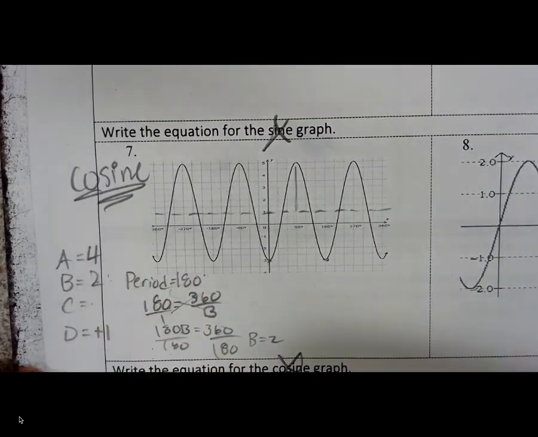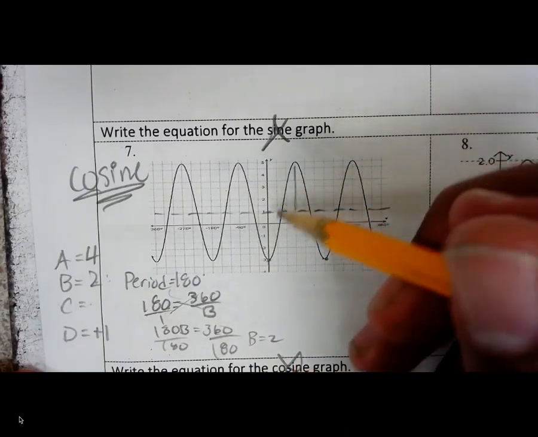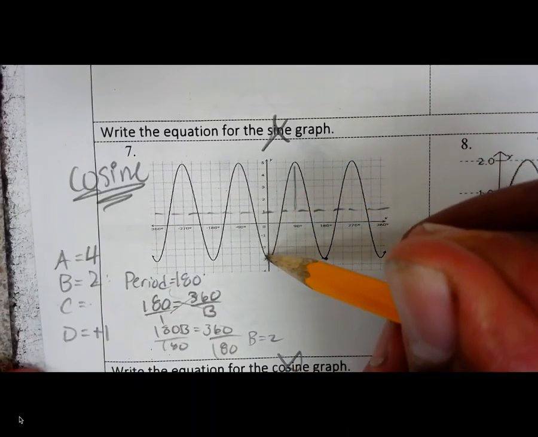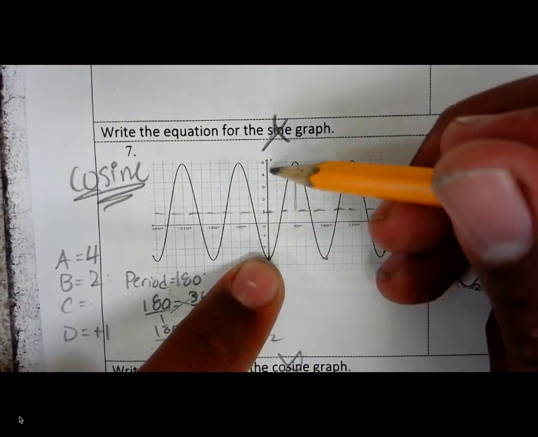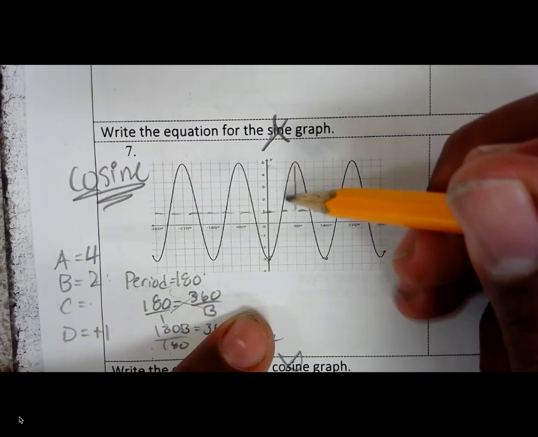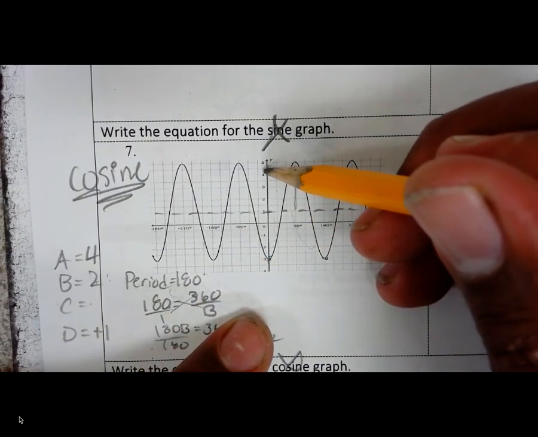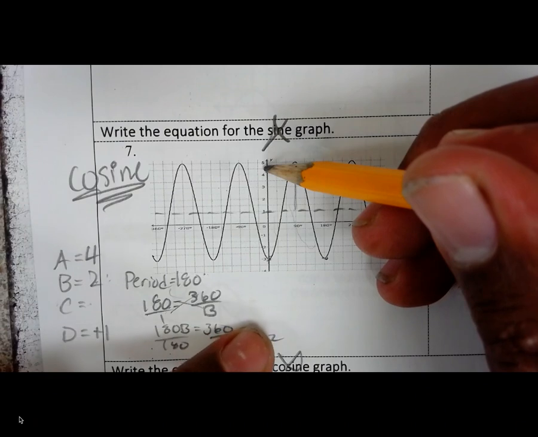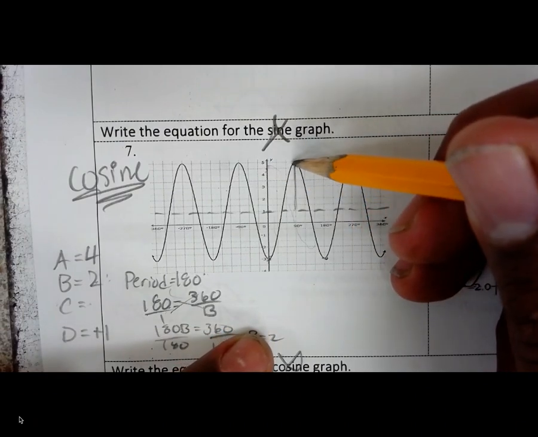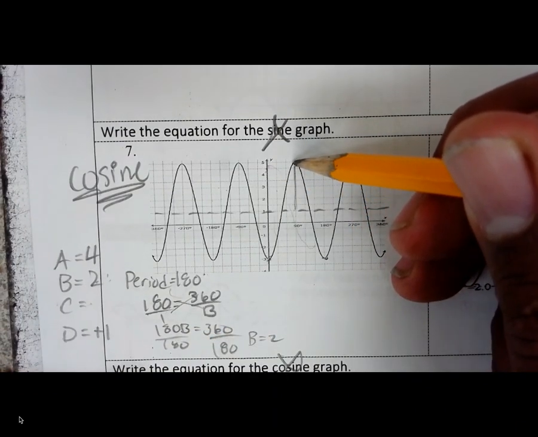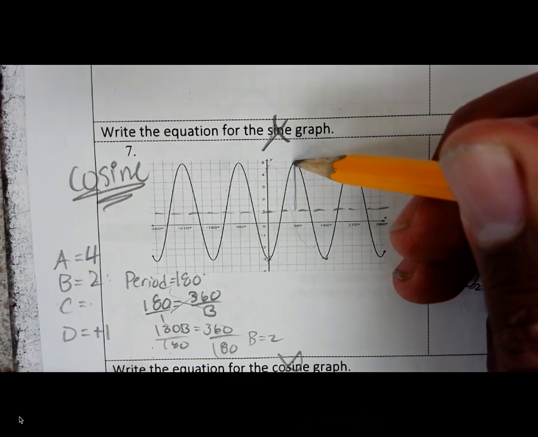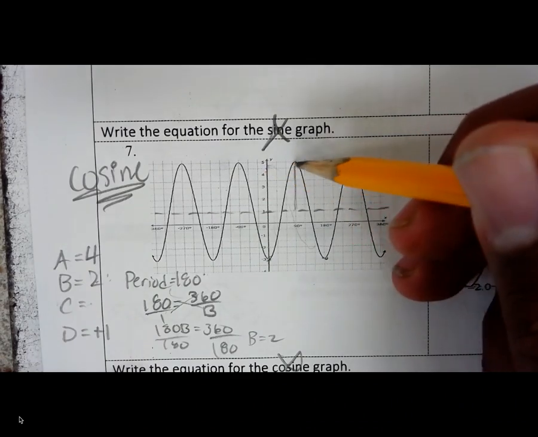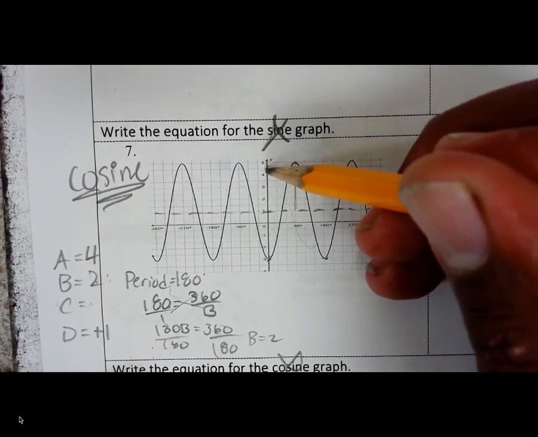Now what about the phase shift? Well, for phase shift, I need to look at the graph and say, if it's cosine, remember the cosine starts at the top, right? And it kind of comes down. Notice how this one doesn't start at the top. It actually starts over here, at 90. Now you can do one of two things. I could say it starts 90 degrees away from here.